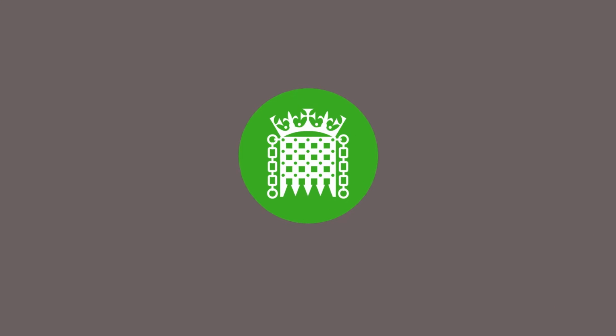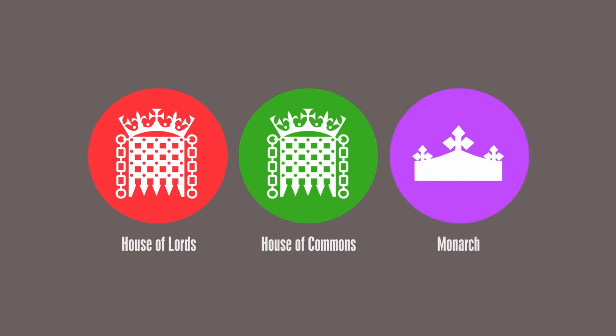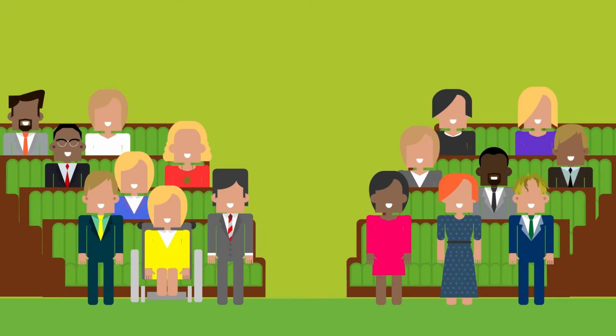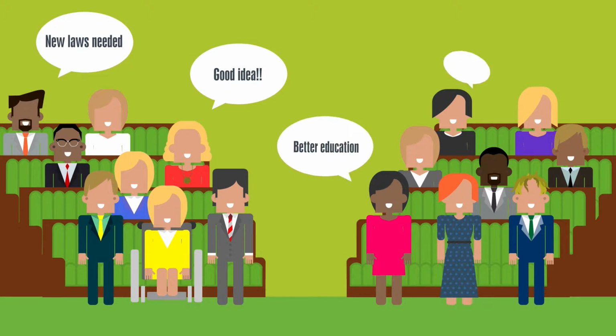Parliament is made up of three parts: the House of Commons, the House of Lords and the Monarch. The House of Commons is the elected chamber of Parliament. It debates big issues, proposes laws, amends existing ones and challenges the government's work. There are 650 members of Parliament, or MPs, who each represent a constituency in the UK.